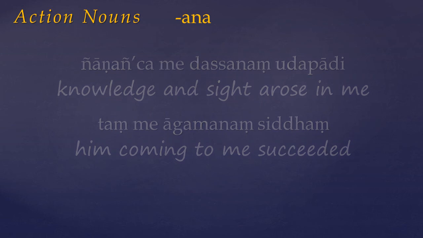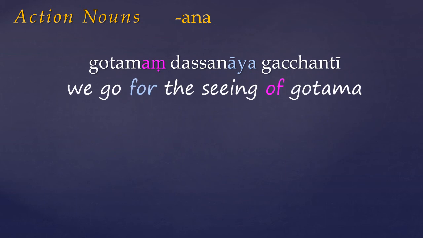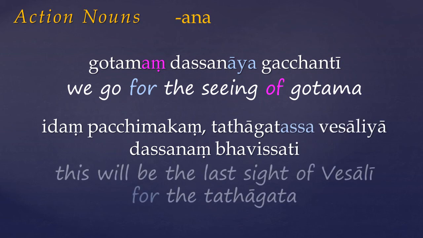But being verb-like, they can also take an object, which is usually in either the accusative or genitive case. So this is literally, "we go for the seeing of Gotama." And more often than not, the agent is the same as that of the main verb, but occasionally the agent of the action noun can be placed in either the genitive or instrumental case. As in, "this will be the last sight of Vesali for the Tathagata."